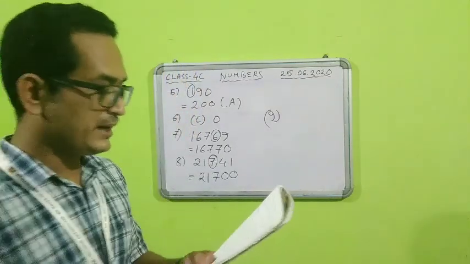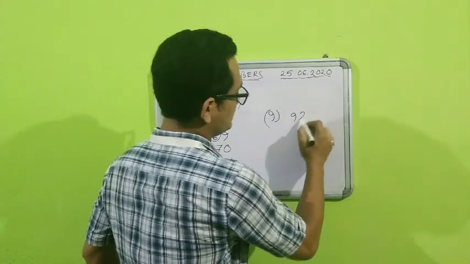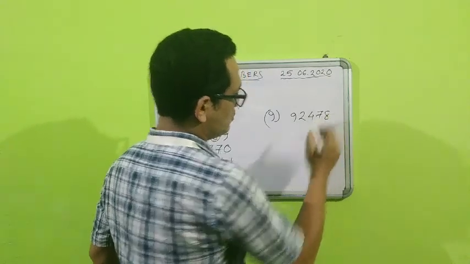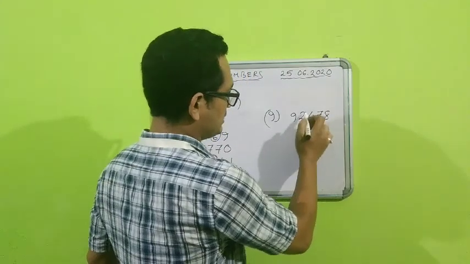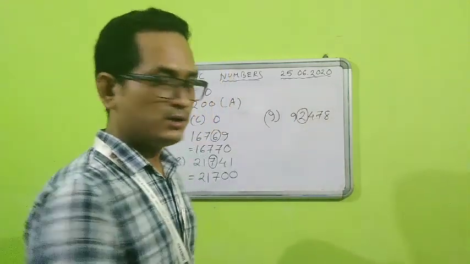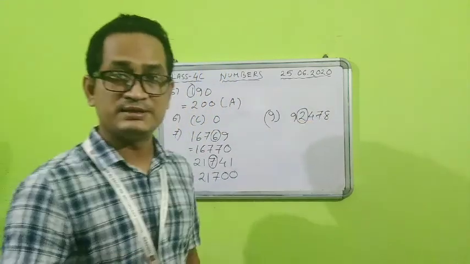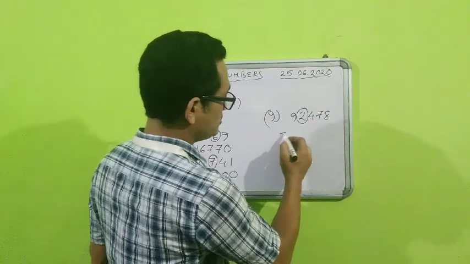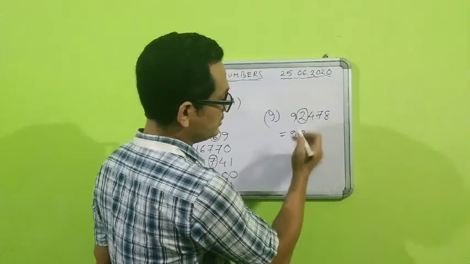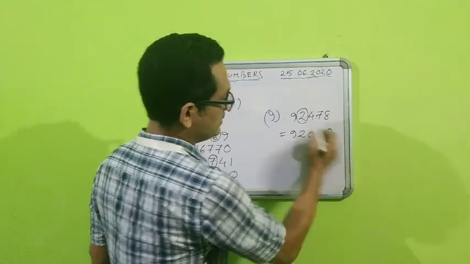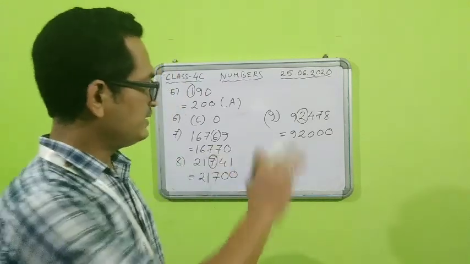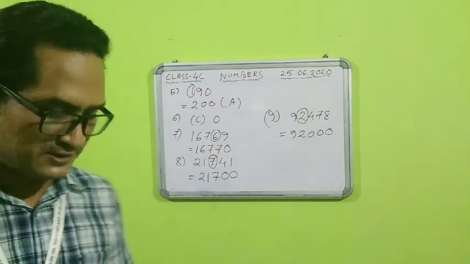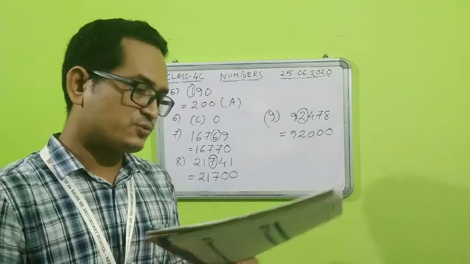Question number 9, 92,472. We need to round it off to the nearest 1000. So ones, tens, 100, 1000. 1000 means this place. On the right hand side, what is there? 4, which is less than 5. So there will also be no changes. So 9, this 2 will stay 2, and the rest will be replaced by 0. So the answer will be 92,000. So please fill in the blanks with these proper answers. This is question number 9.